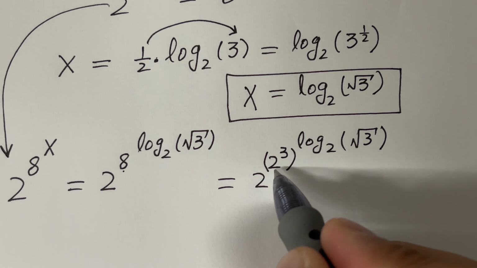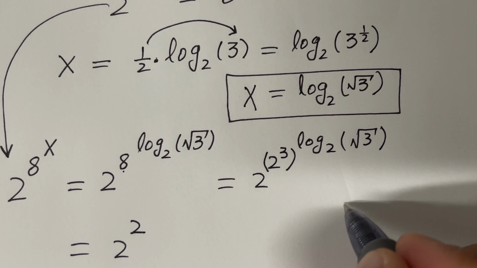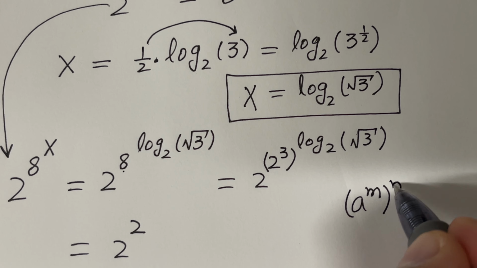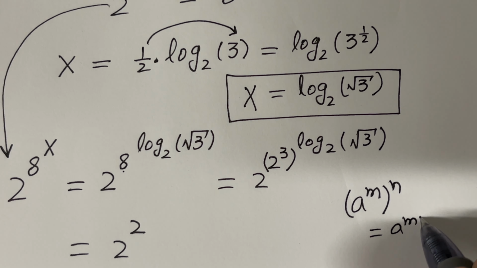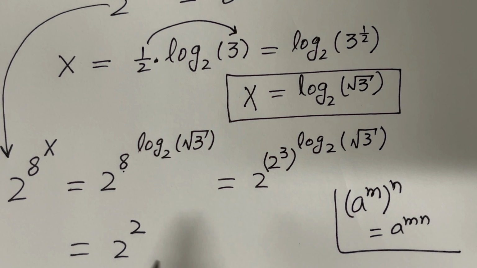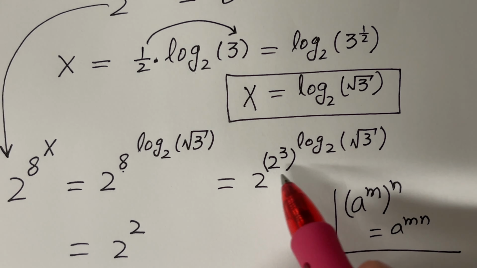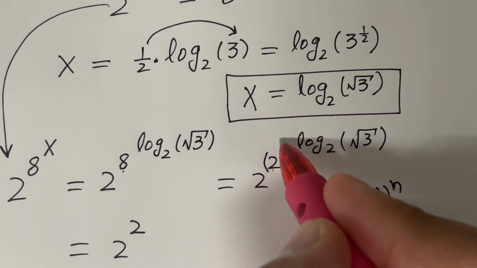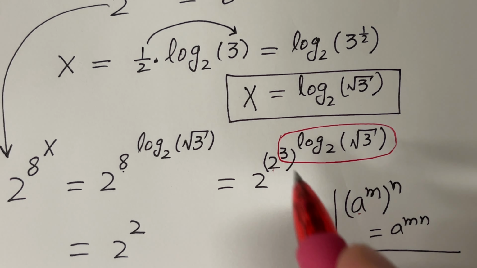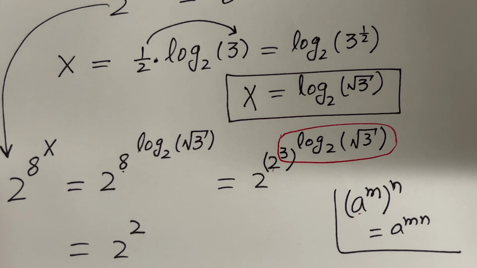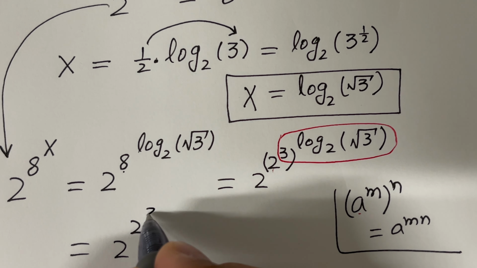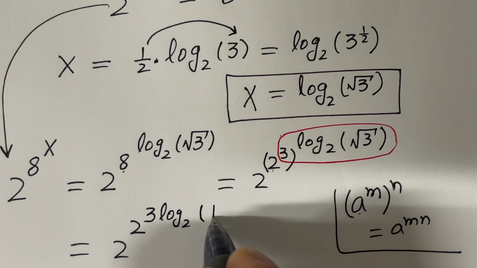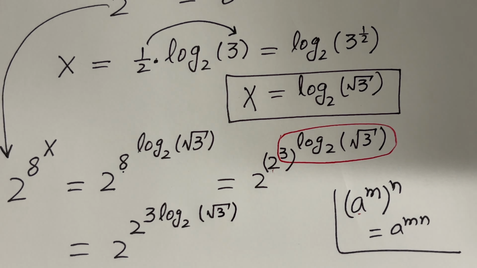So we have 2 raised to the power 2. Remember this property: a raised to the power m raised to the power n is equal to a raised to the power m times n. So we are using this property, where the base a is 2. You have to multiply these exponents, so that means 3 times log base 2 of square root of 3.